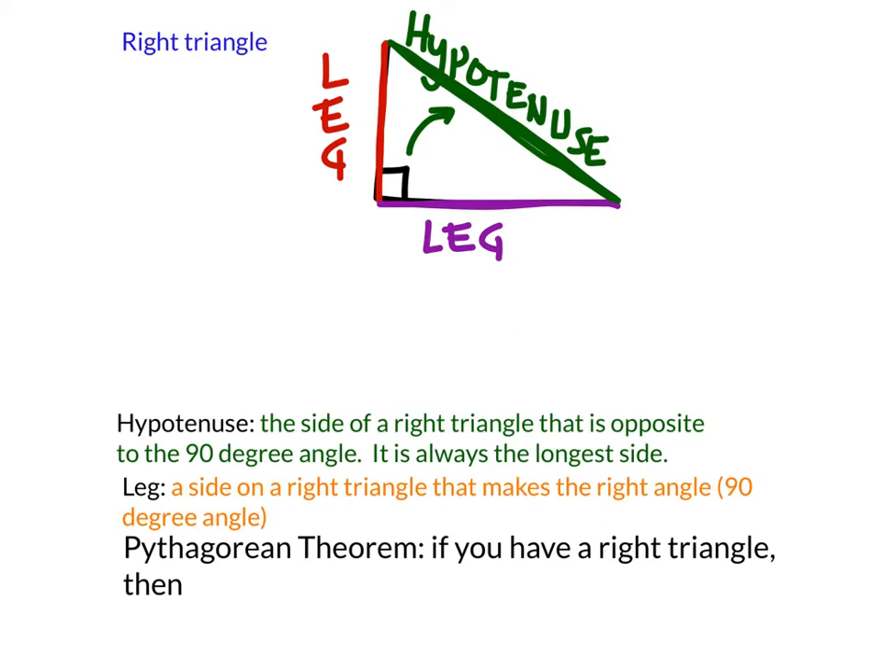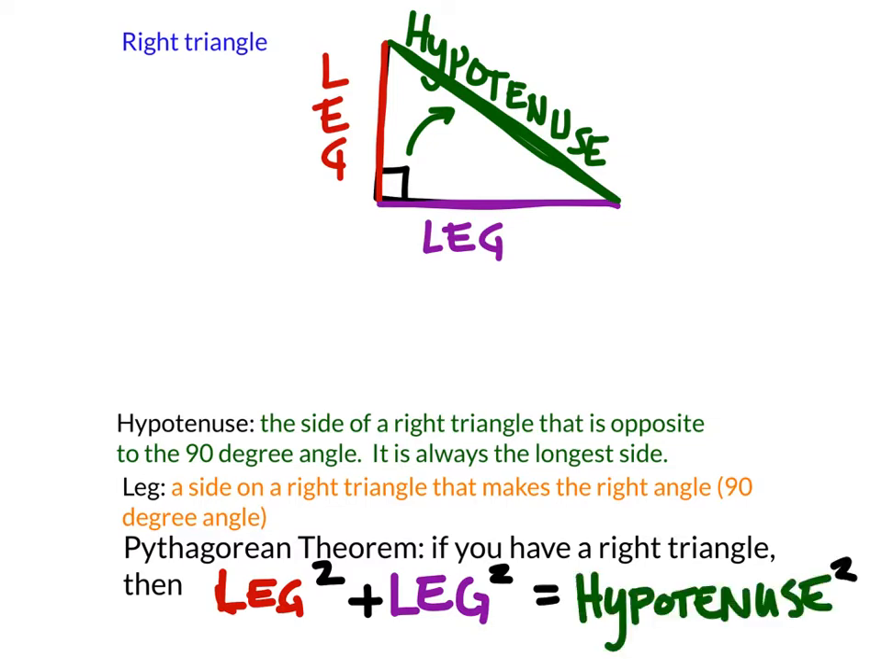Alright, so the Pythagorean Theorem is if I have a right triangle, then I would take the two legs and square them. And if I add those two squares, then I get the hypotenuse squared as well. So this is also known as a squared plus b squared equals c squared. Let's look at what this is actually saying.